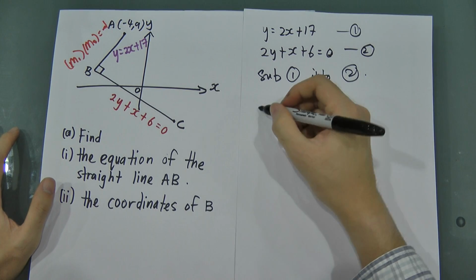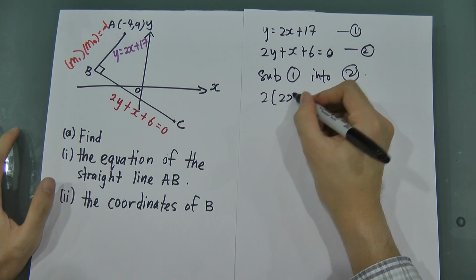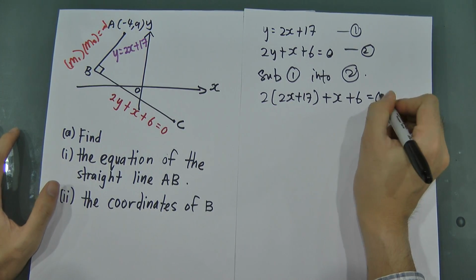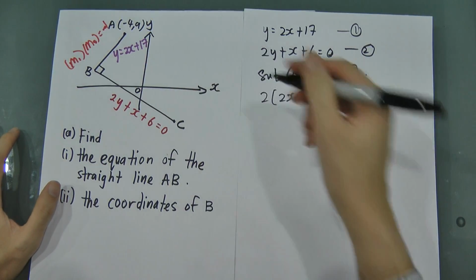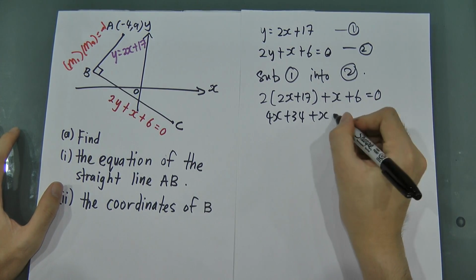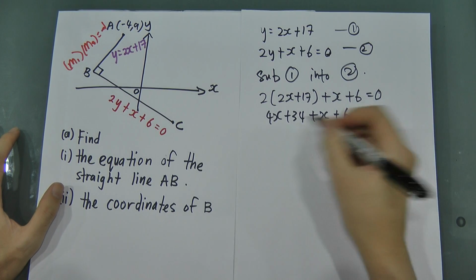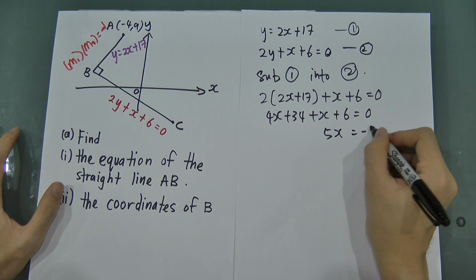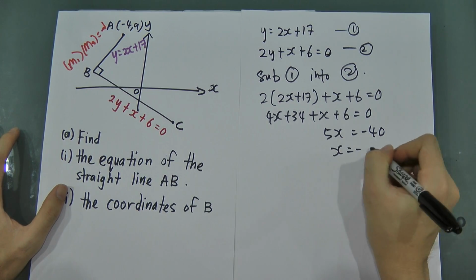So you see what happened is 2y is 2x plus 17 plus x plus 6 will equal to 0. So I solve this one, I got the x coordinate for B. So 4x plus 34 plus x plus 6 equals 0. So 4x plus x is 5x. 34 plus 6 is 40, will be negative 40. So x will give me negative 8.